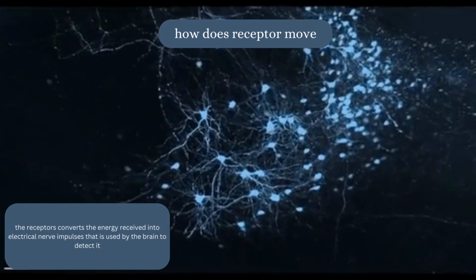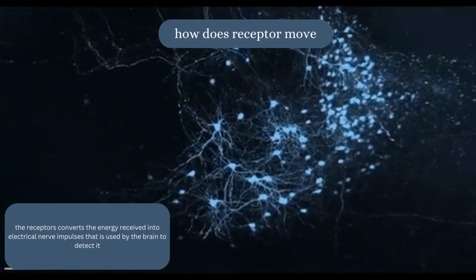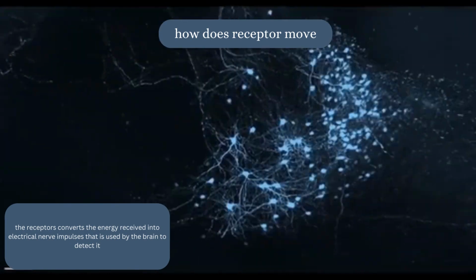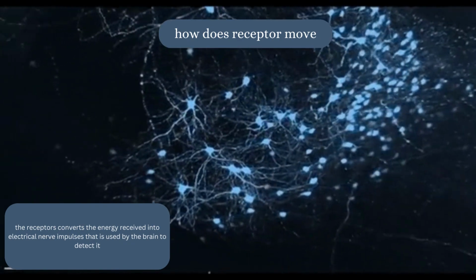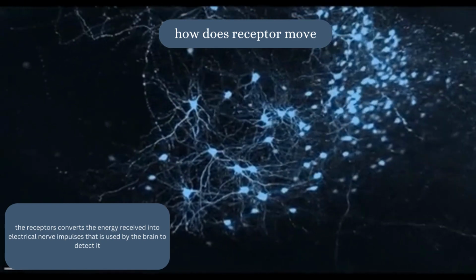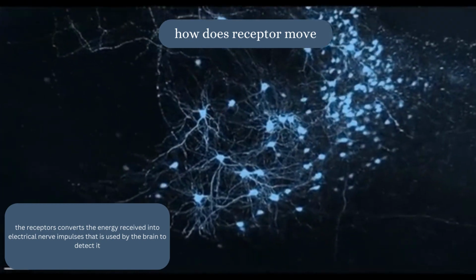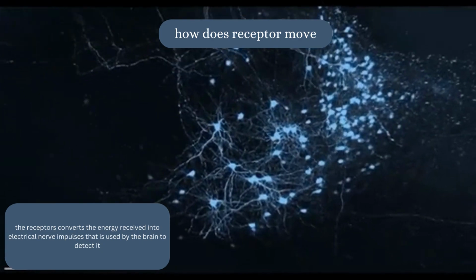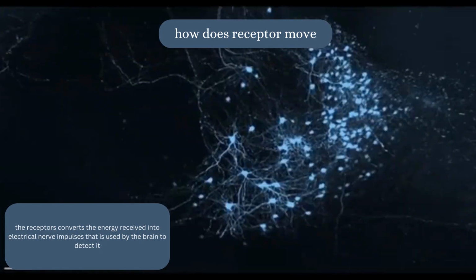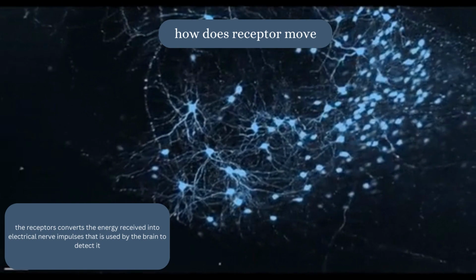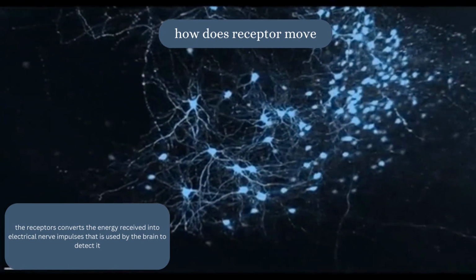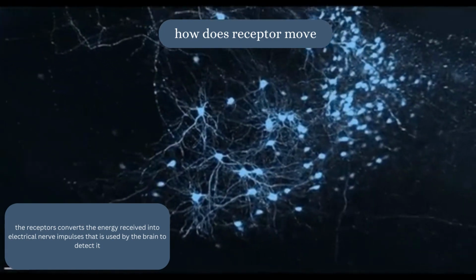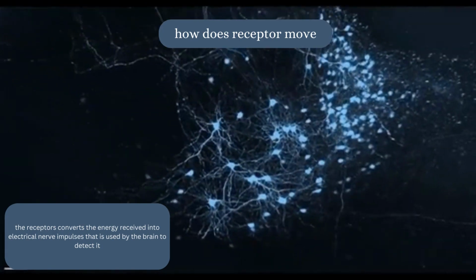Now coming to how this receptor works. Receptors convert this energy that is received into electrical impulses, like we learned before, and then it is used by the brain to detect it. As soon as your brain detects it, it goes through your coordination, that's the complete coordinating system, and then the effector collects that information and produces the response. So this is the whole stimulus and response reaction. It goes through a stimulus, a receptor, a coordination, then the effector, and then produces a response.